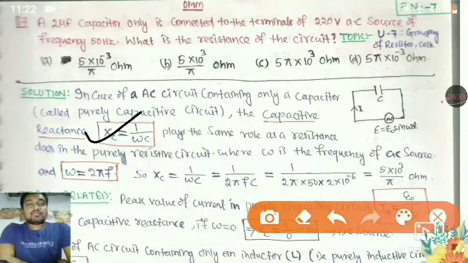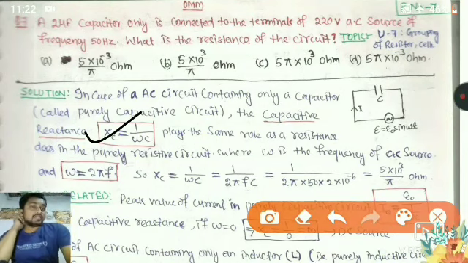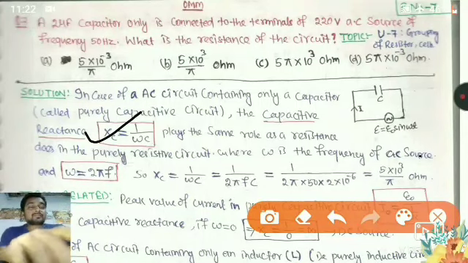I have written, in case of AC circuit containing only a capacitor, called purely capacitive circuit, the capacitive reactance Xc equal to 1 by omega c plays the same role as a resistance does in the purely resistive circuit, where omega is the frequency of AC source and omega is equal to 2 pi f. Xc equal to 1 by omega c, which is 1 by 2 pi fc. We can put all the values, given the capacitance of 2 microfarad. 2 microfarad means 2 into 10 to the power minus 6 farad.